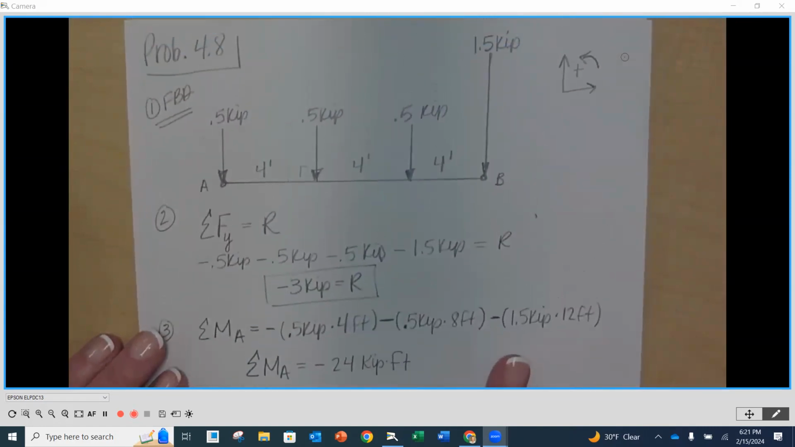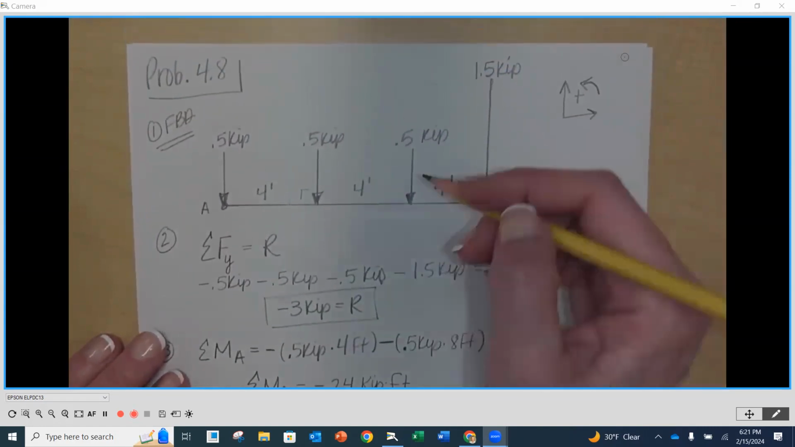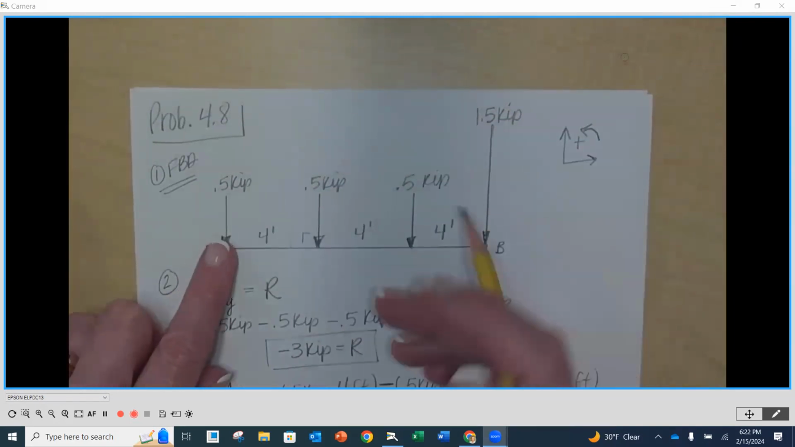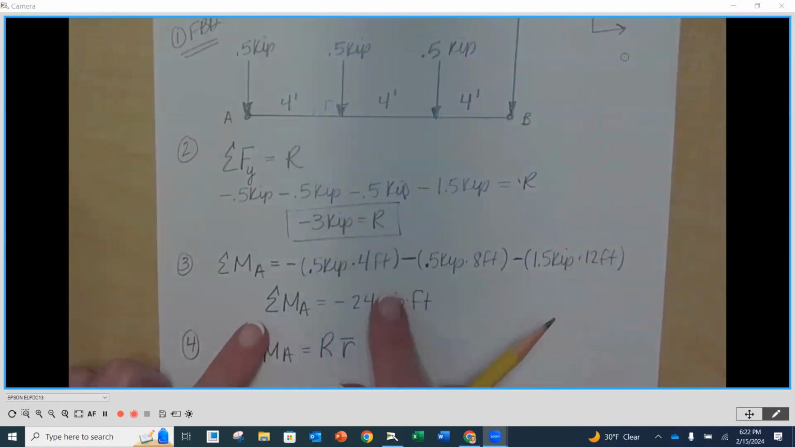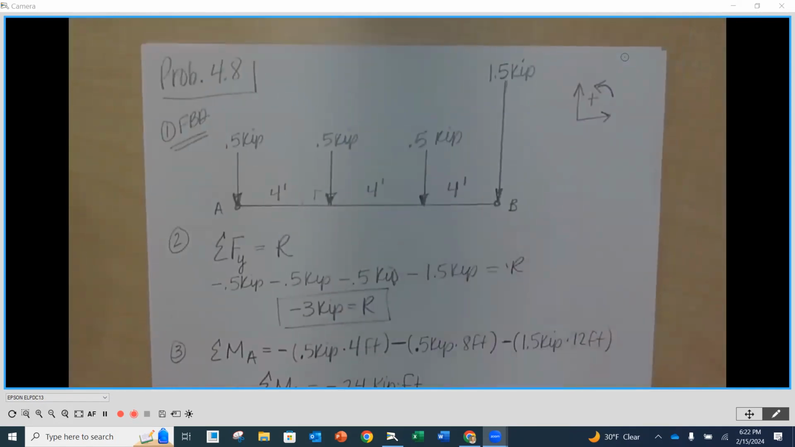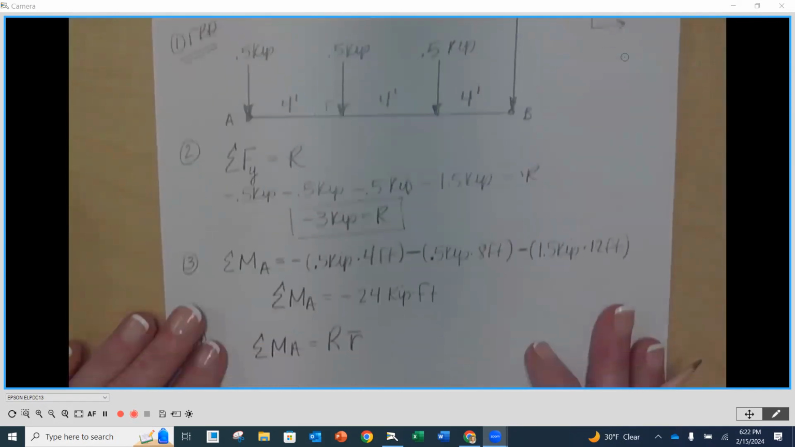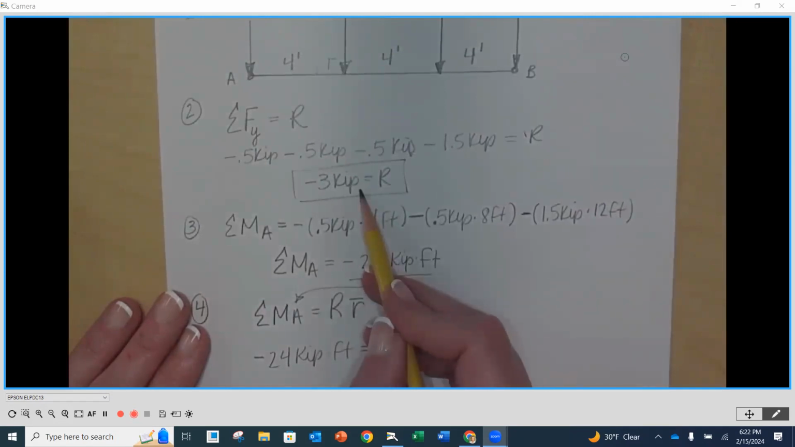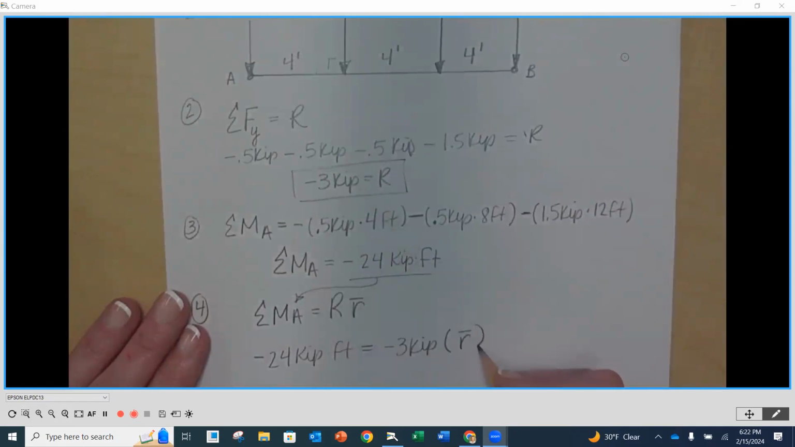Now, again, what we want to do is find out where we are going to place that resultant, how far away from A. The reason we're using A is because that's where we summed around. If we summed around B, our distance would be from B. So now we take that number, the negative 24 kip feet, and put it right there. Keep your signs, remember. Equal to our resultant, negative 3 kips, times R bar.